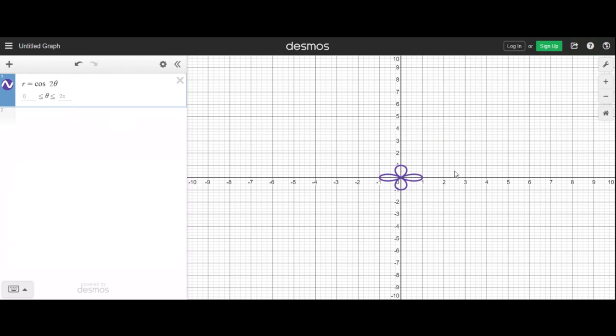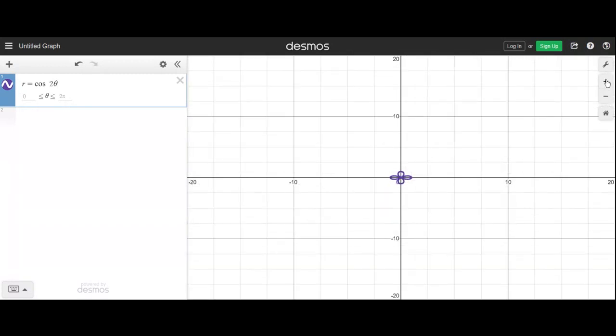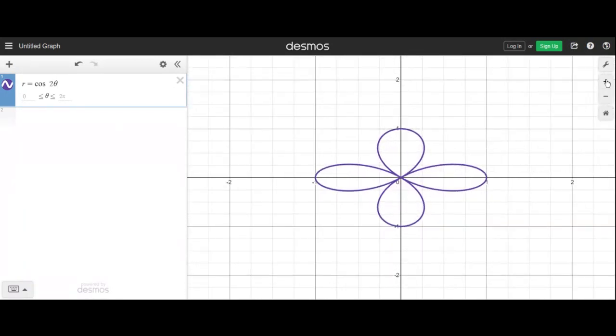All right, now clearly I really want a better window here, so let me zoom out. Oh no, zoom in, I should say. And there's your 4-leaf rose. Okay, so there's some really cool graphs that you can do. Really cool graphs.